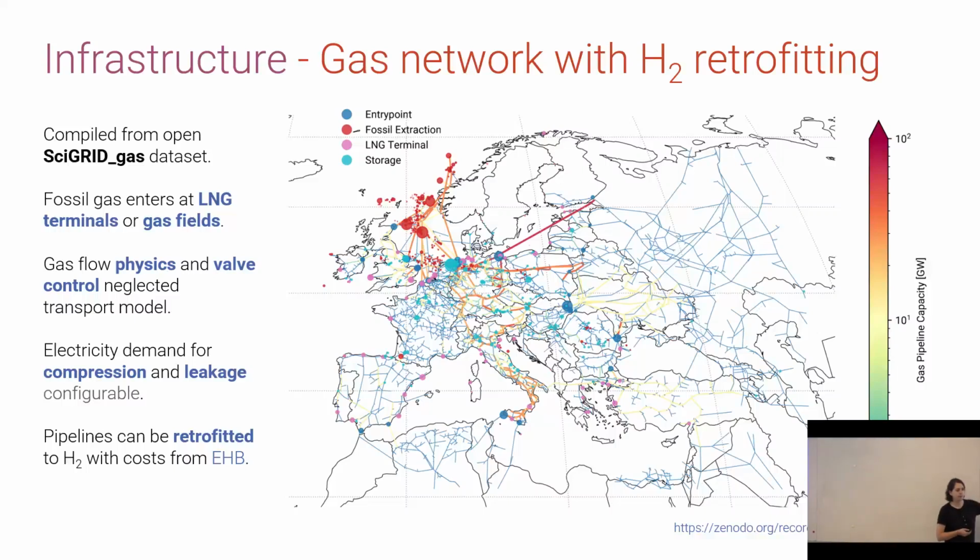All right, so this is kind of the, yeah? Is there any consideration for hydrogen mixing in the gas network, or is it just gas or retrofitting? So currently, the default is either gas or retrofitting into hydrogen. We don't include blending strategies.